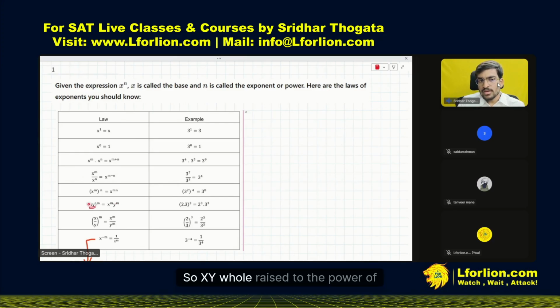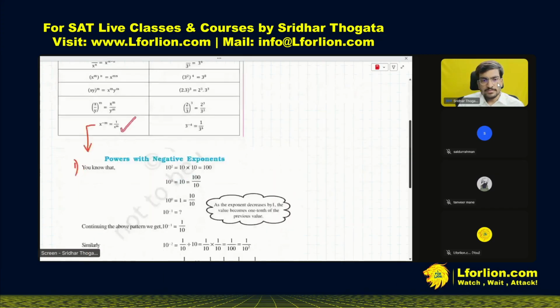So xy whole raised to the power of m equals x raised to the power of m, y raised to the power of m. The exponent m is just split, given to both x and y, which are inside the bracket. Same for this. m is for x raised to the power of m, y raised to the power of m. If something is in this way, x raised to the power of negative m, that is going to be 1 by x raised to the power m. Why like that, I already explained in yesterday's class.